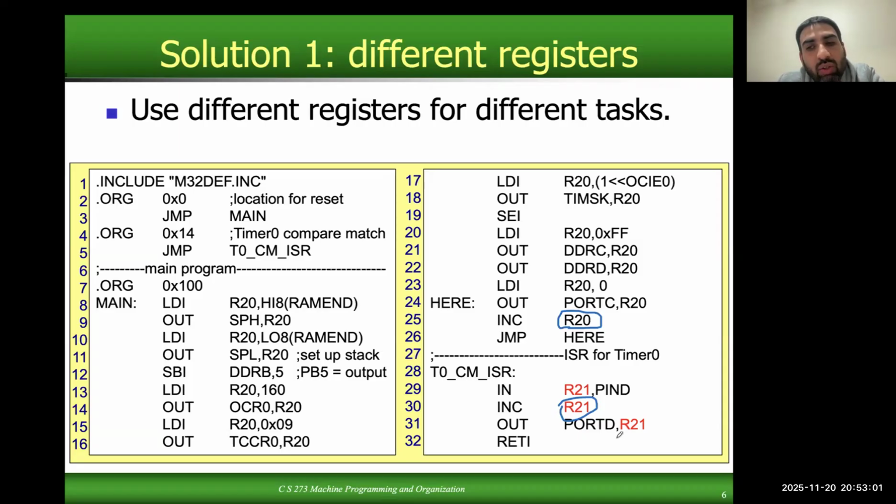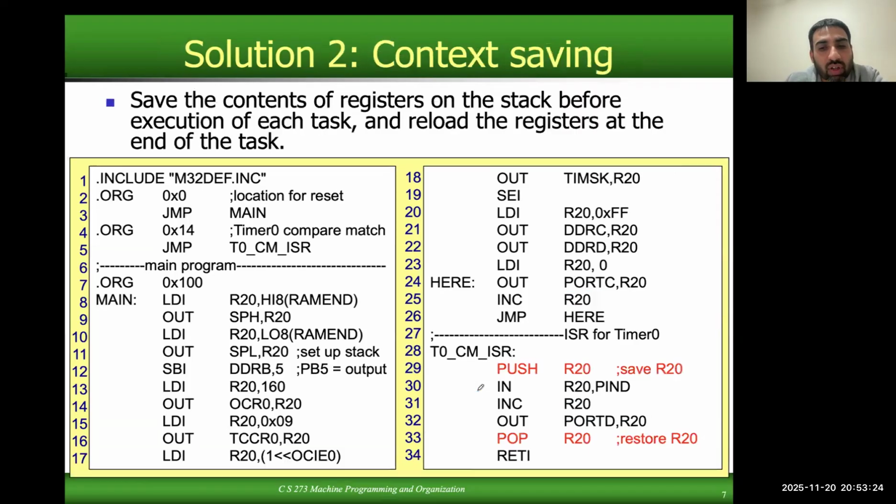In that case, when you enter the body of the ISR, before using R20 and modifying its value, you push its current value to the stack, and then before returning from the ISR, you pop its value from the stack back into the R20 register. So in that way, you can also resolve the conflict. So here, when you enter the ISR, you push the value of R20.